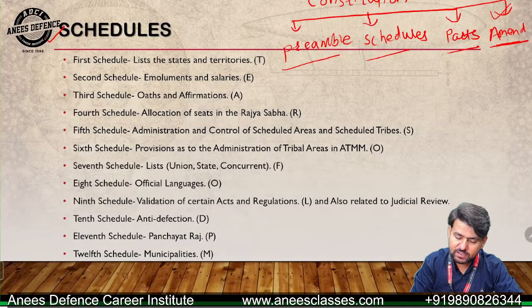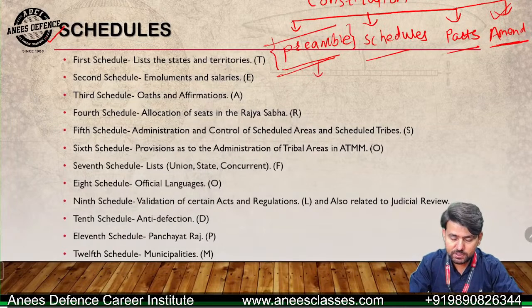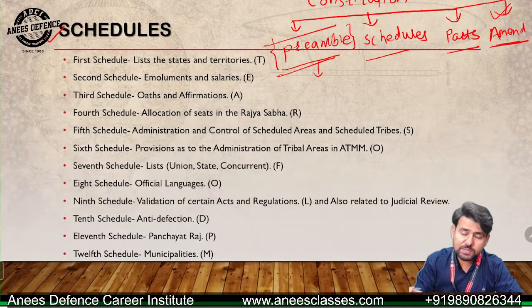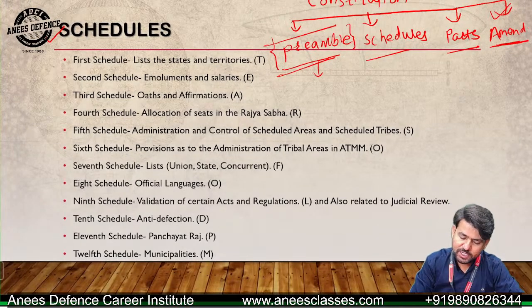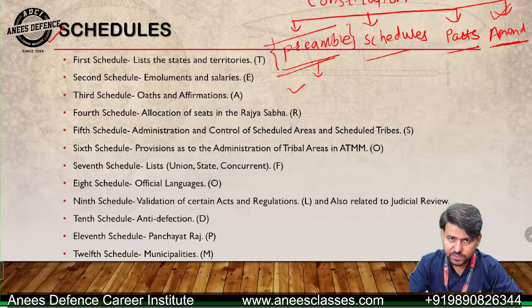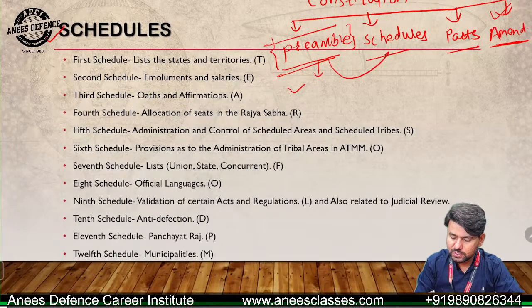Now what is in the preamble? What is in the preamble we have already seen. All the important keywords in the preamble we have already dealt with. For example, that India is a sovereign, socialist, secular, democratic republic, that we have seen. So the important keywords of the preamble we are already aware of, right? After the preamble, what comes? Schedules.